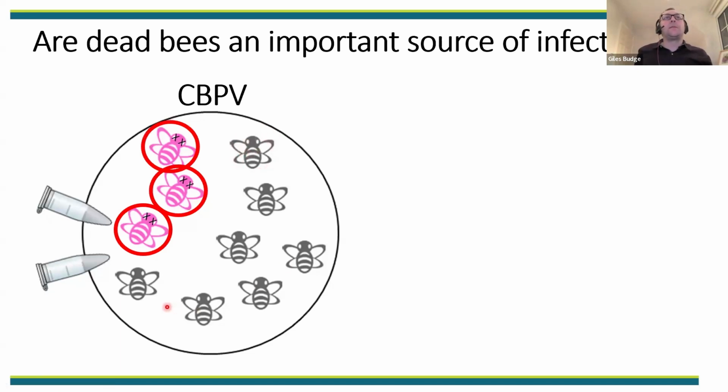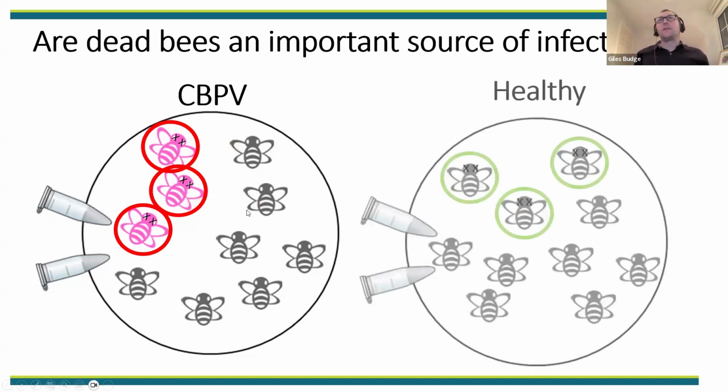And so you put these bees in a pot and you say, right, there's some dead bees in there. These ones are going to rub past these ones. Is it possible that the virus moves from these into the healthies? And then as the control on this one, we had some dead bees again, but these dead bees were healthy bees. Look, they're grey, they're not pink. So that's our comparator in this experiment.